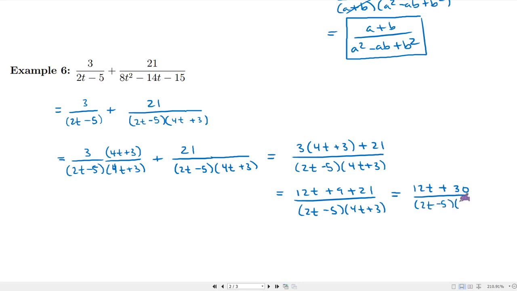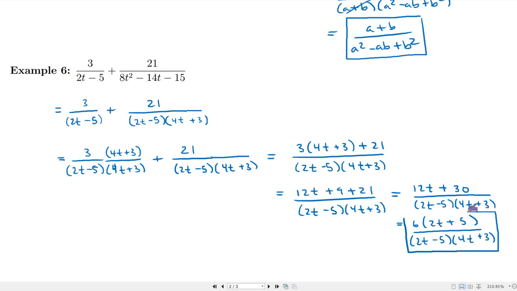And is that going to help us? Well, what can we factor out of this? We can factor out a 6. Let's see if that helps. So 6 times 2t plus 5. Well, if that was a minus, that would have been nice. But since it's not, we're not going to be able to reduce anymore, so this is the answer. If that were a minus, we could have reduced, but it didn't happen, so this is the answer.